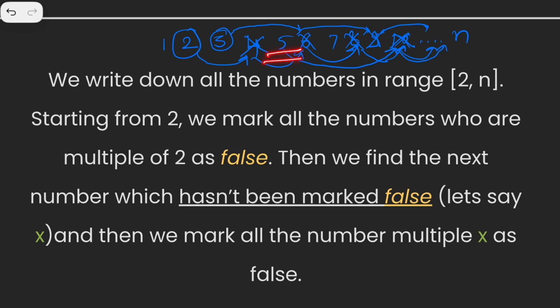If we encounter a number which is not marked by any of the previous numbers, then that means that number is a prime number. So that's how this algorithm works. It iterates on every single number, and if that number has not been marked false, then we take that number and mark all its multiples as false. Simple as that. This is a very straightforward algorithm. We don't even need to go into the depth of it.